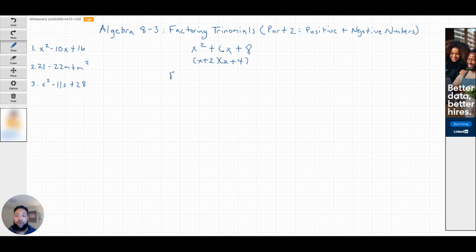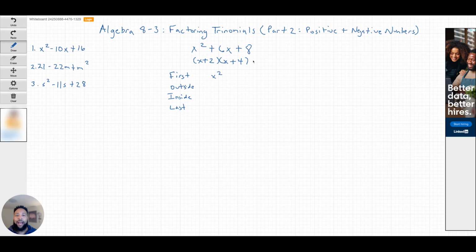We also learned the FOIL method in order to check to make sure that our multiplication was correct. The FOIL method, which is multiplying binomials in order to get your trinomial, uses first, outside, inside, last. What this means is when we look at the parentheses, the first numbers that we see in the parentheses are x's. So x times x is x squared.